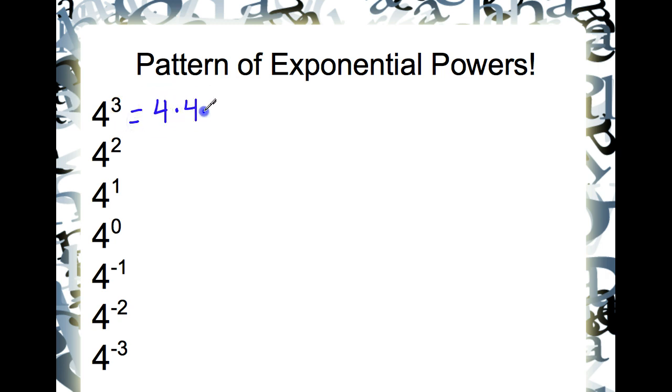So, taking it from the top here, we have 4 to the third power, which really means 4 times itself, and working that out, 4 times 4 is 16, times 4 again is 64. 4 to the second power is just 2 multiplications, 4 times 4, which is just 16. 4 to the first power, of course, is just 4.